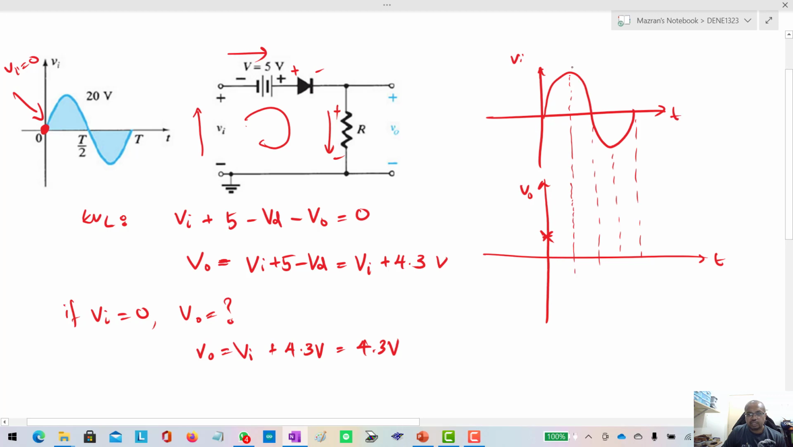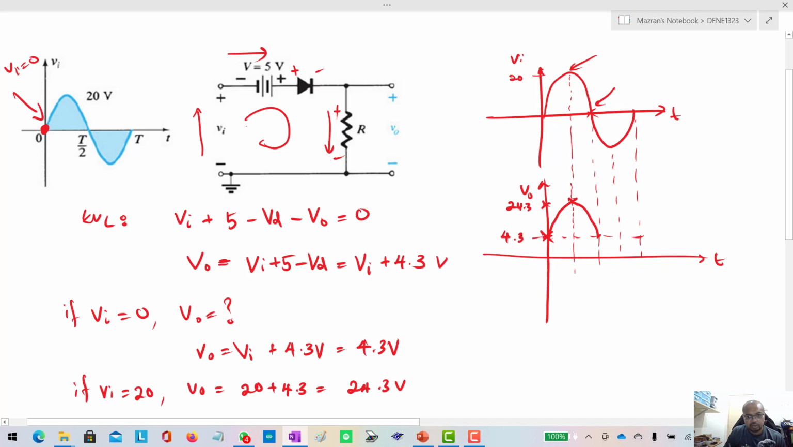When V in equals 20, what is V out? 20 plus 4.3 equals 24.3 volts. So let's say here is 24.3, that's your V out. Here is where V in is 0, and V out here is the same as 4.3 volts.